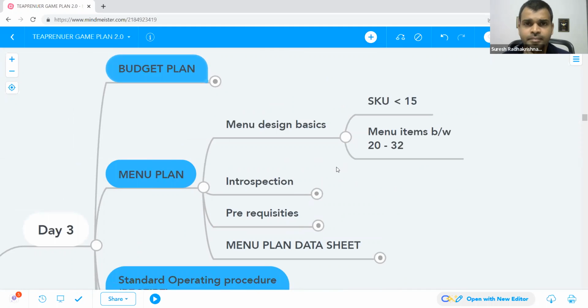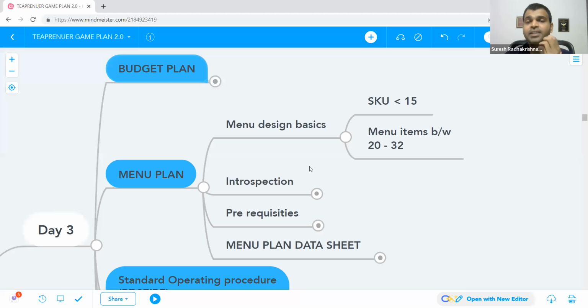Menu design basics. You need to have SKU less than 15. What is SKU? SKU is stock keeping unit. What is stock keeping unit? Let me explain. Let's say to prepare ginger tea, what are all the raw materials that are required? Tea powder, sugar, right? These are all the raw materials, right? SKU is nothing but raw materials. So tea powder is one SKU, sugar is one SKU.